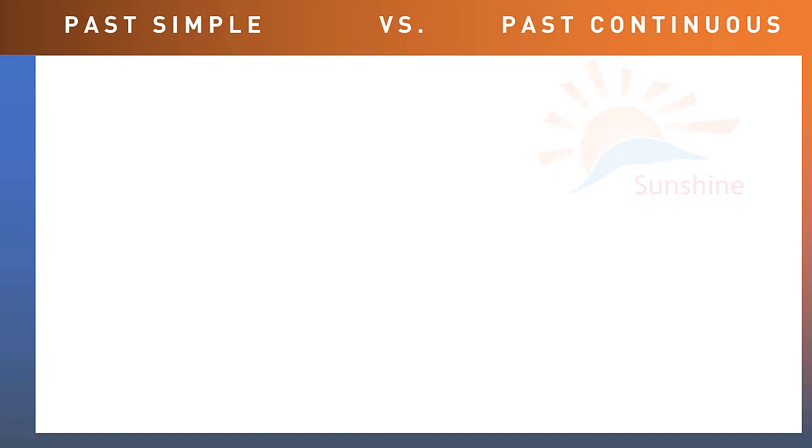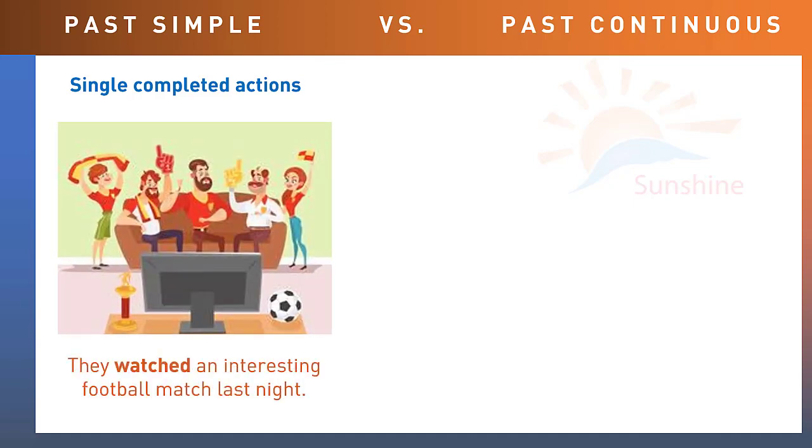First, let's take a look at the differences between past simple and past continuous. Past simple is used to talk about single, completed actions. For example, they watched an interesting football match last night.